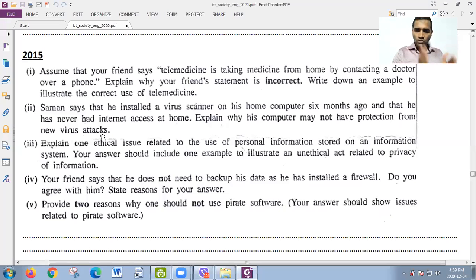Have you understood? So you give this as a summary. You must mention that the antivirus is not updated because the internet was absent. Since the antivirus is not updated, it cannot identify the new viruses. So the computer is not protected. Okay, this is the summary.